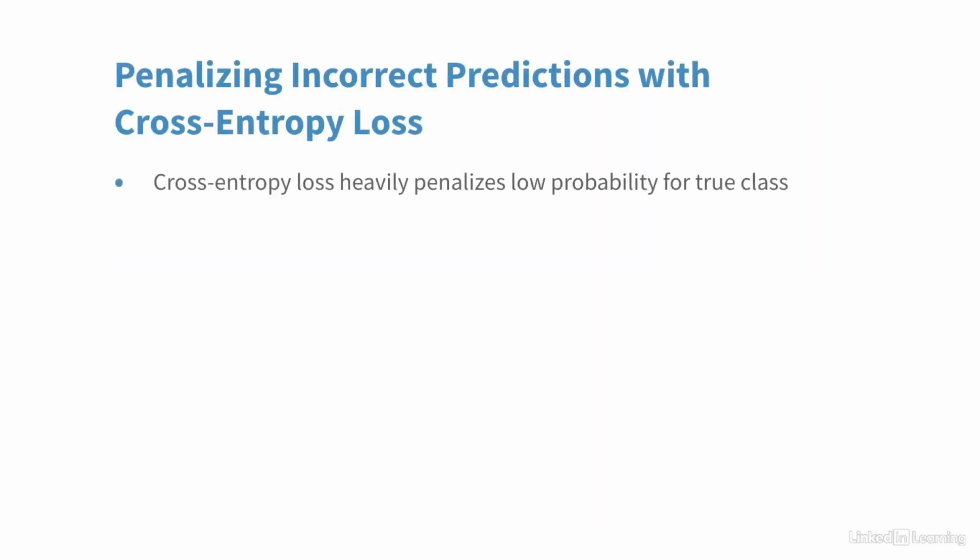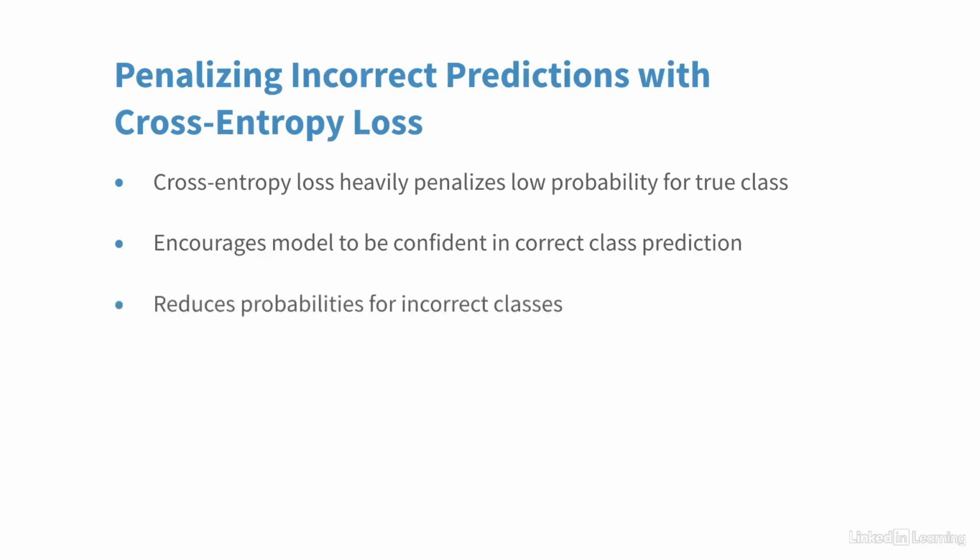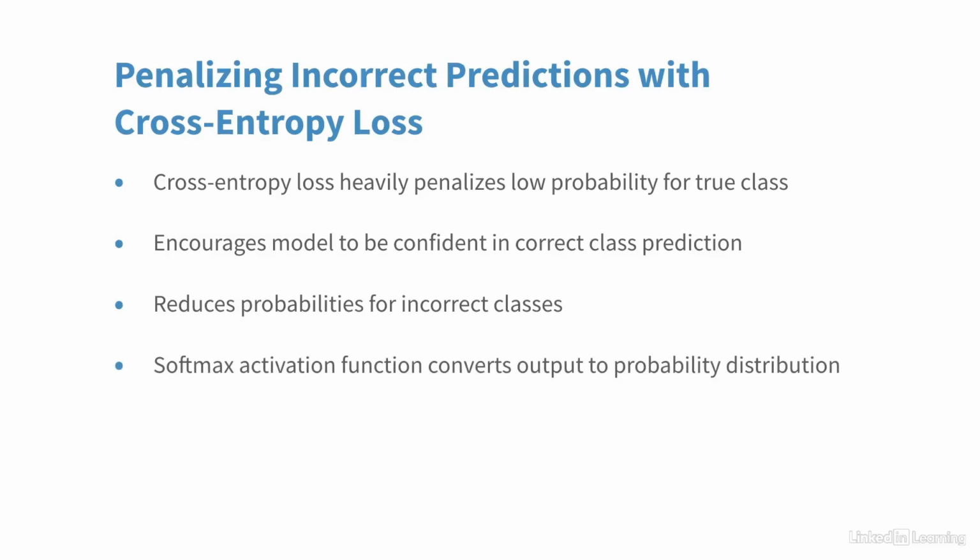Cross-entropy loss heavily penalizes the model when it assigns a low probability to the true class. This encourages the model to be more confident in its predictions for the correct class while reducing the probabilities for the incorrect classes. In multi-class classification problems, the softmax activation function is typically applied to the output layer of the CNN, which converts the output to a probability distribution over the classes.